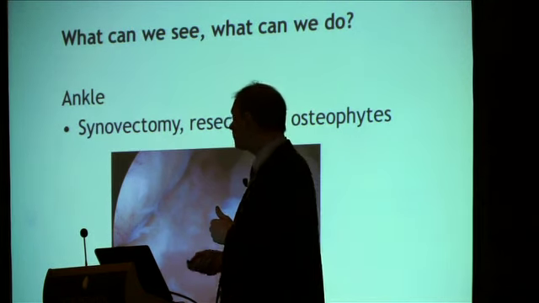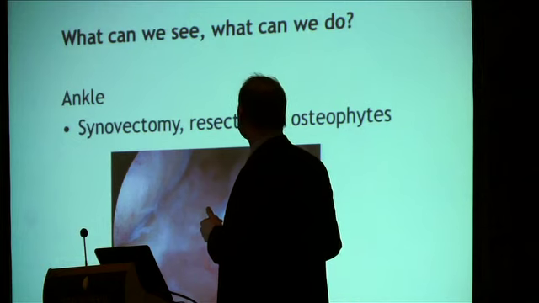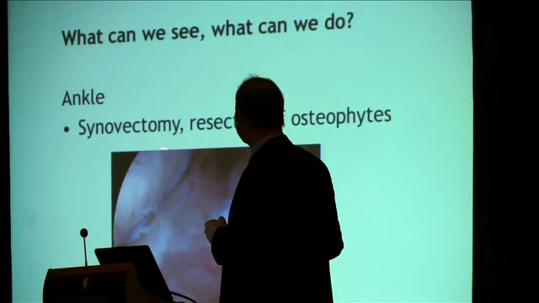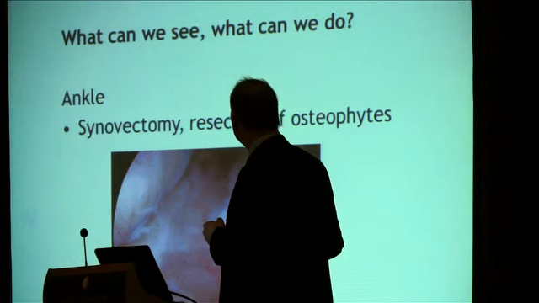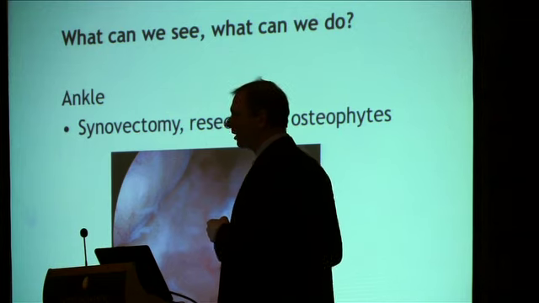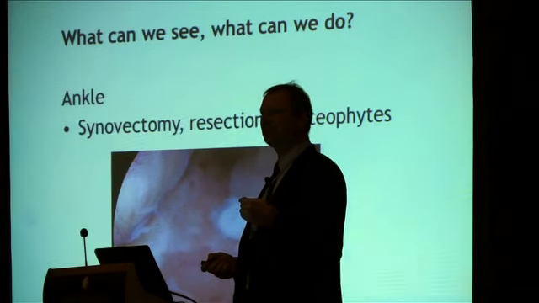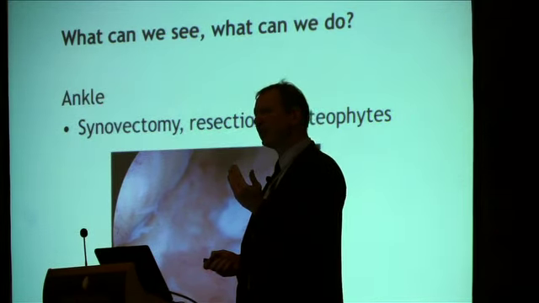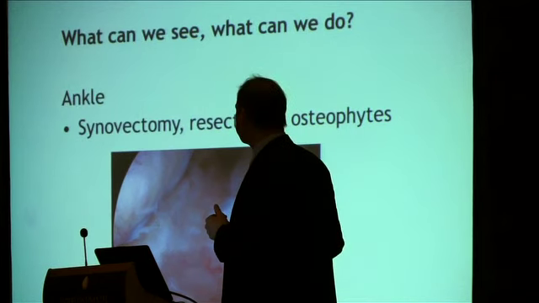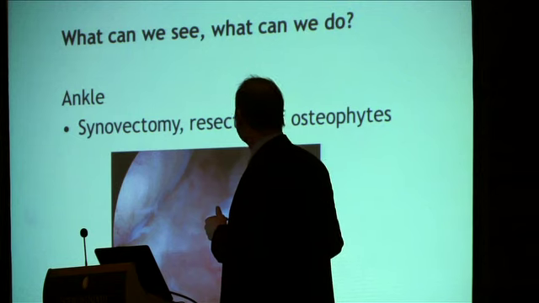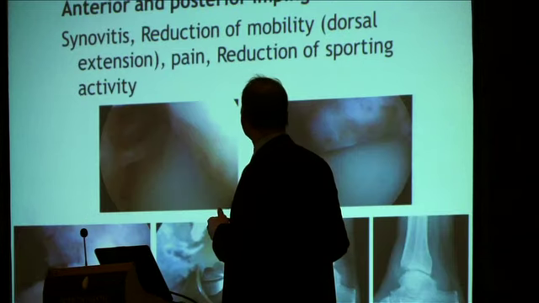What can we do? Here you see an arthroscopic look in the ankle joint. This is the anterior distal part of the tibia. This is the talus, and here you see the soft tissue. Now you can imagine if this patient did a dorsal extension of the ankle joint, you would have a kind of impingement in this area. So what can we do? We can resect this synovia, and we can also resect some osteophytes.